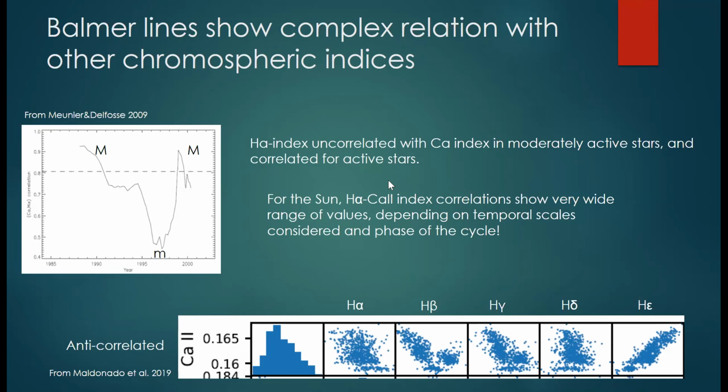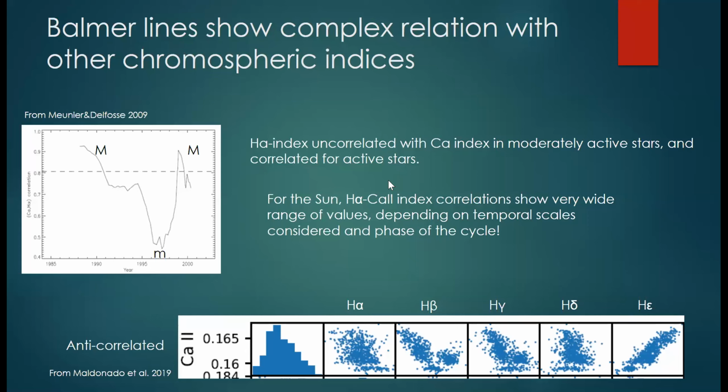The plot on the left here shows, for instance, the correlation coefficients between the calcium and H-alpha index investigated by Meni and Delfos, who looked at about 30 years of solar observations. As you can see, the correlation coefficient between the two indices varies with time and reaches a minimum during the periods of lower activity. The authors interpreted these results as due to the fact that during periods of lower activity, the relative contribution of filaments is higher. However, overall, the two indices are positively correlated.